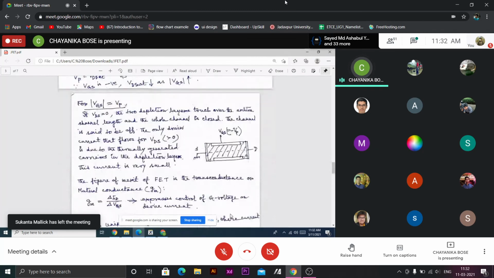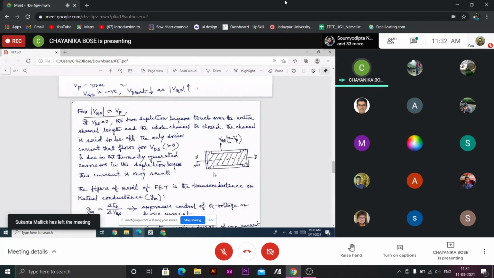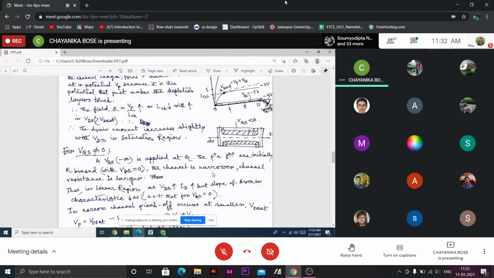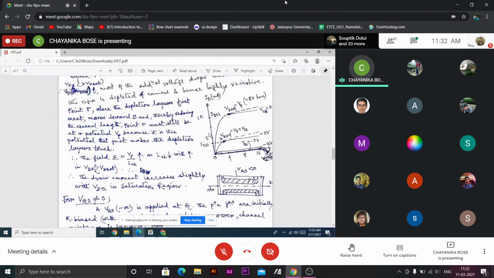In this condition, VGS is VP, the device is off, the channel is shut off. So it will not carry any current. So if we assume it as a switch, it is the off state, and if we reduce the gate voltage, the channel opening will increase and current will also increase.